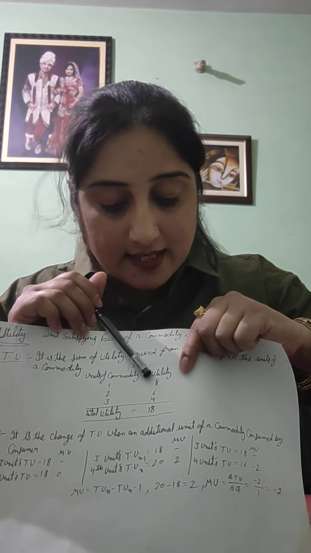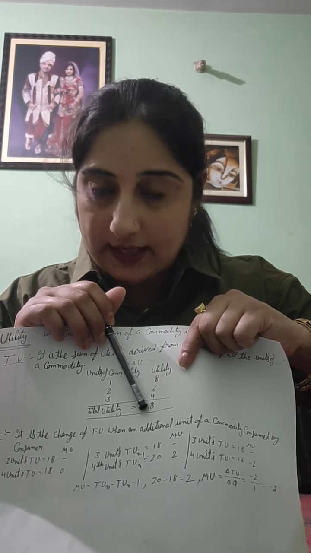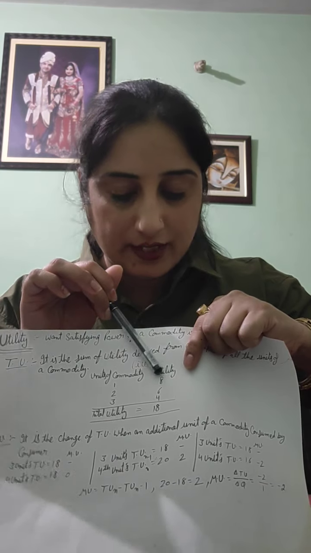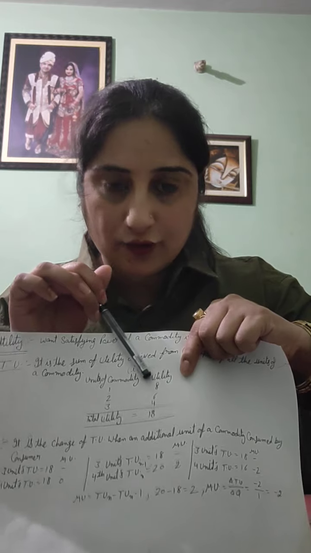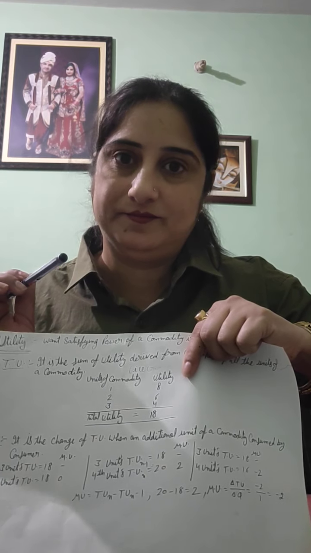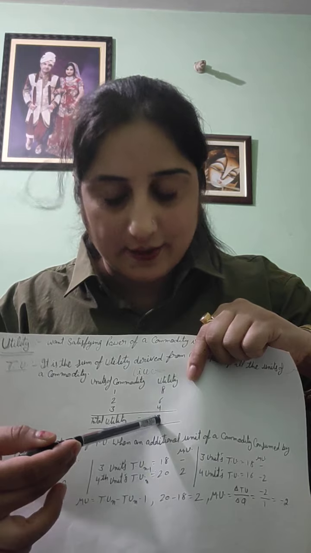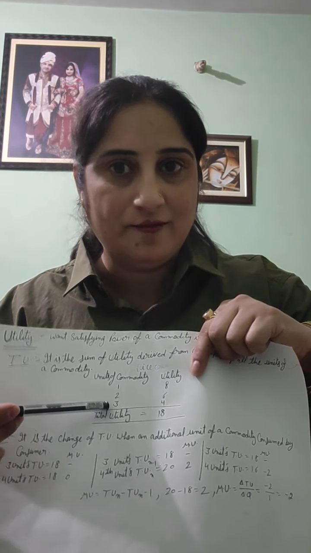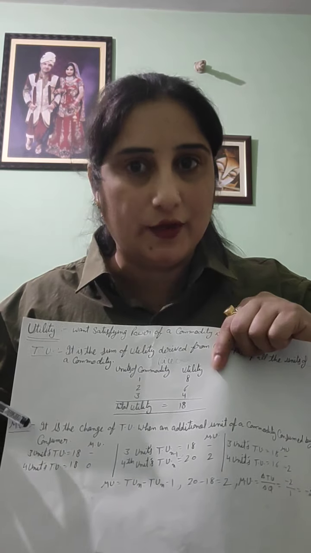Total utility is the sum of the utility derived by all the units of a commodity. It is the total utility. Now what is marginal utility?